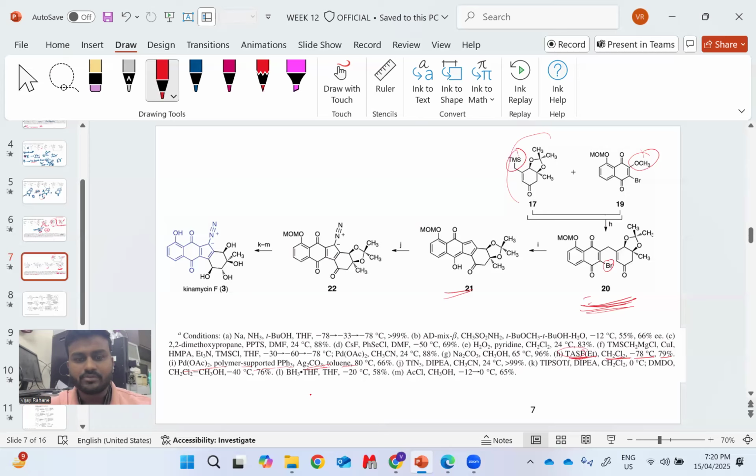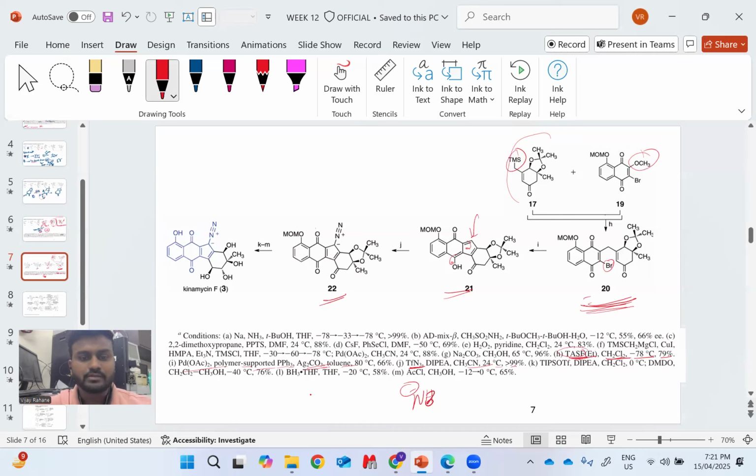And the next step is TMSN3, that is the N3 nucleophile. So this nucleophile attacks on this position. So this bond goes to here, this bond goes here. In this manner the reaction works, and it gives the formation of compound 22.